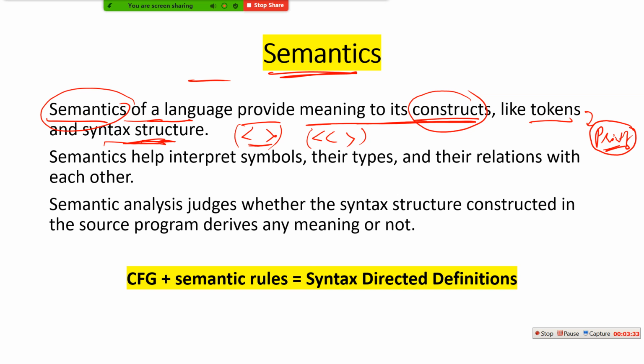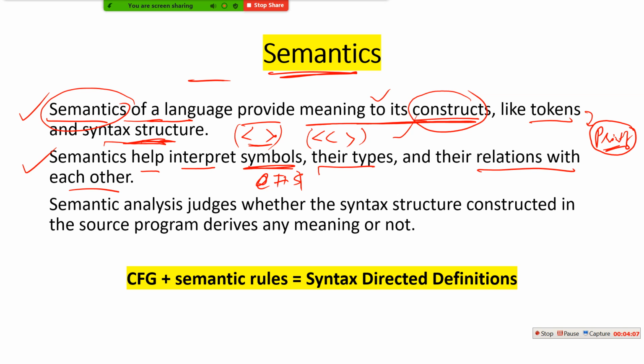And semantics basically helps interpret symbols like at the rate, hash, dollar, and their types and their relation with each other, that is, what is the relation of these symbols with each other. It is part of semantic analysis. We will discuss it with a practical example so that you can understand it very well, right? We are only discussing theoretical points. When we come to the real GATE exam questions, you will understand each and every theoretical point there.